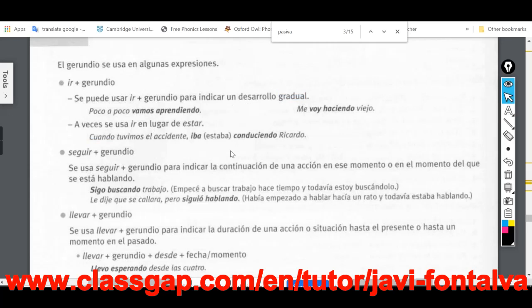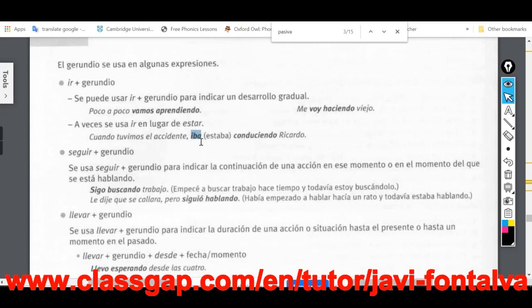So, the difference between estoy aprendiendo and voy aprendiendo is that with voy aprendiendo, you are putting emphasis on that gradual change. Whereas, estoy aprendiendo is more like right now. Right now I'm learning.